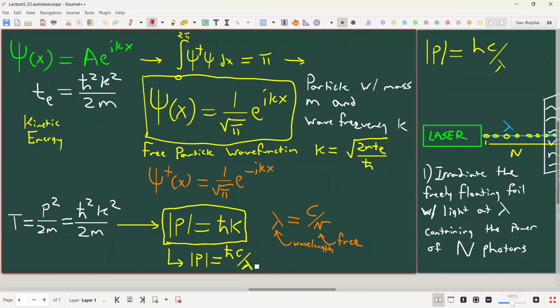We got e to the i kx is cosine kx plus i sine kx. K is a frequency. That h bar is related to that frequency. It's some conversion between things that we can measure traditionally, momentum and energy, to something that is a wave-like property, and it converts us between those two frames of reference.